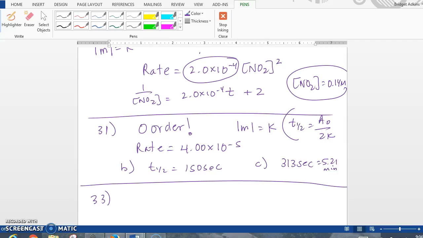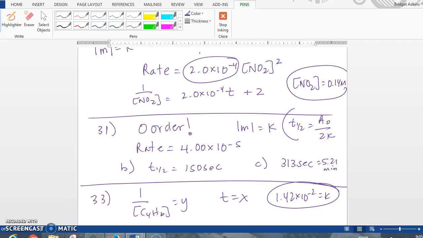So when I graphed it, the one that gave me a straight line was a 1 over concentration. So when you did 1 over the concentration of C4H6 on the y and T on the x, it gave you a straight line. The slope from that graph was 1.42 times 10 to the negative 2. So that is the value of your K.